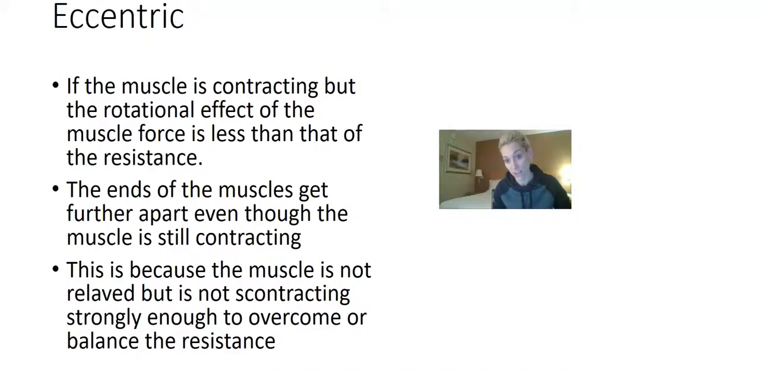They're going in the same direction, but the control that you have over those weights as you lower them, so that they're not just dropping, right? That is working. It's called working the negative in bro science, right? It's the eccentric motion of the muscle. So what you are going to look at for this, right, is you are going to look at different exercises and finding their concentric motion and their eccentric motion.